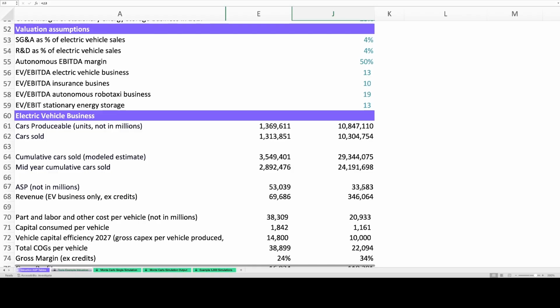Average selling price from ARK Invest in 2027, $33,583. My base case at $36,692, and my bull case, just over $40,000.